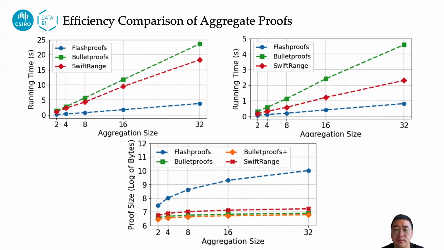Flash proof is still the fastest with increased aggregation size, but its proof size is far larger than those of our proof and Bulletproofs. In conclusion, our proof and Bulletproofs are well suited for applications where communication efficiency is critical, while Flash proof is more suitable for computation-critical scenarios.